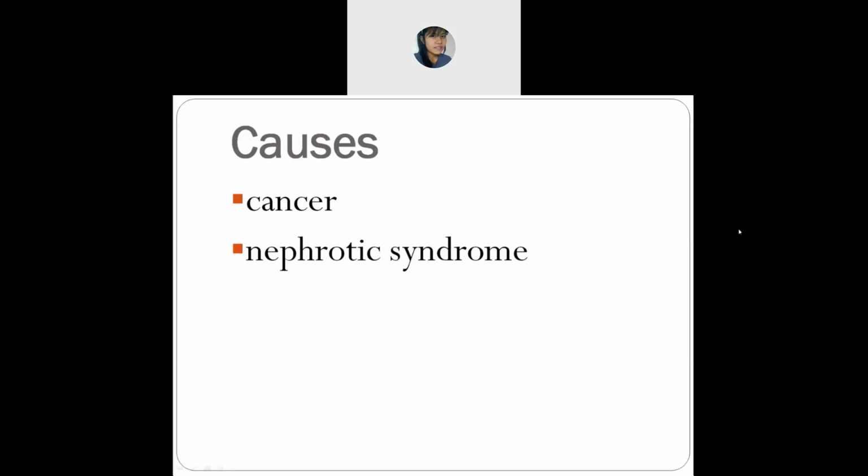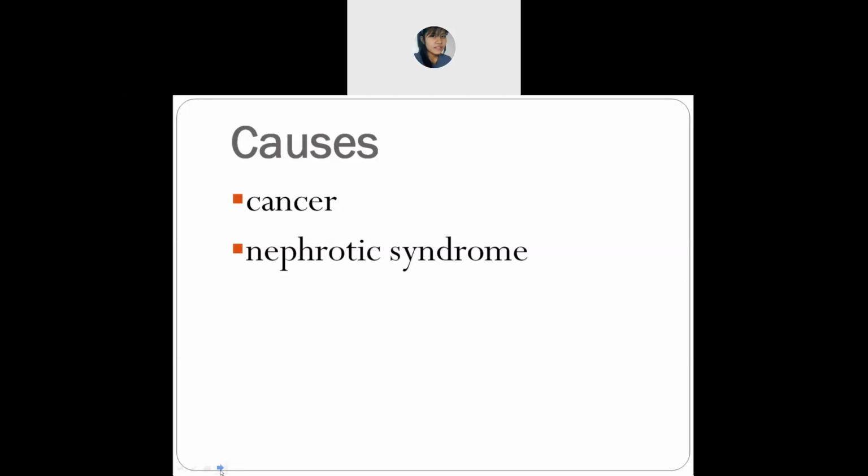So this occurs in nephrotic syndrome. Nephrotic syndrome can also lead to ascites. Understand? That is accumulation of fluid in the abdomen. So these are some of the causes of ascites.